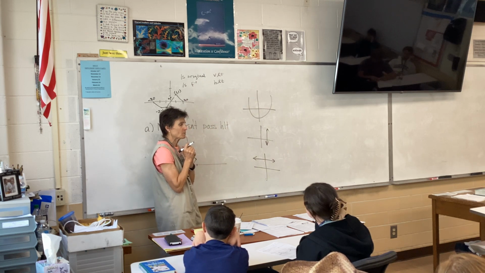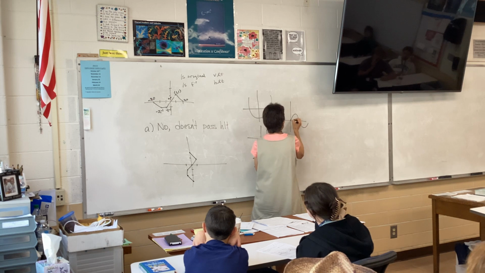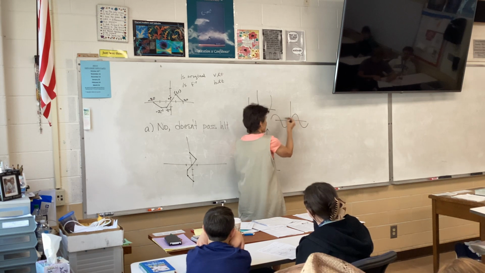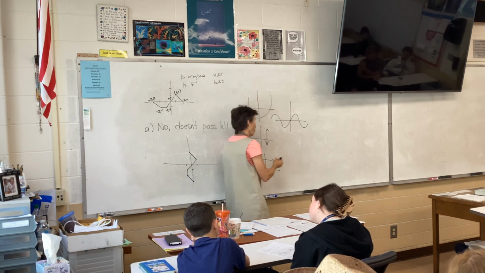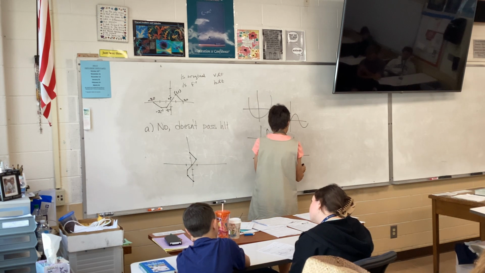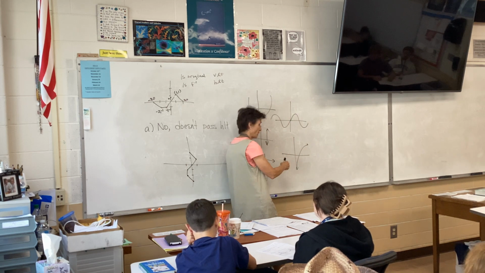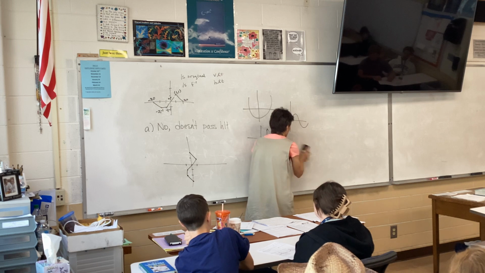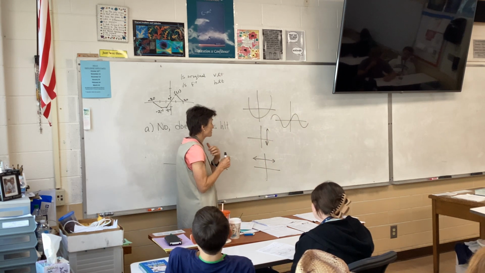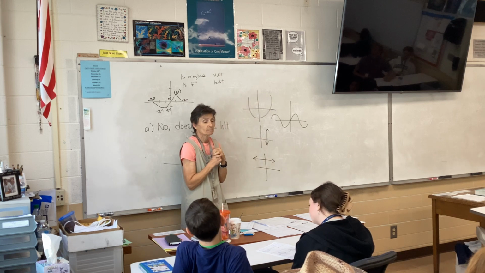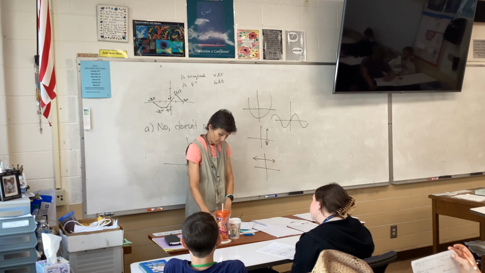I was hoping you'd come up with something more creative. What about the sine curve? Is the sine curve one-to-one? No, because it doesn't pass the horizontal line test. What about our logarithmic curve? Is that one-to-one? Yes, he is one-to-one, so he would not qualify. All right, so these are not one-to-one. One-to-one means you pass both tests.